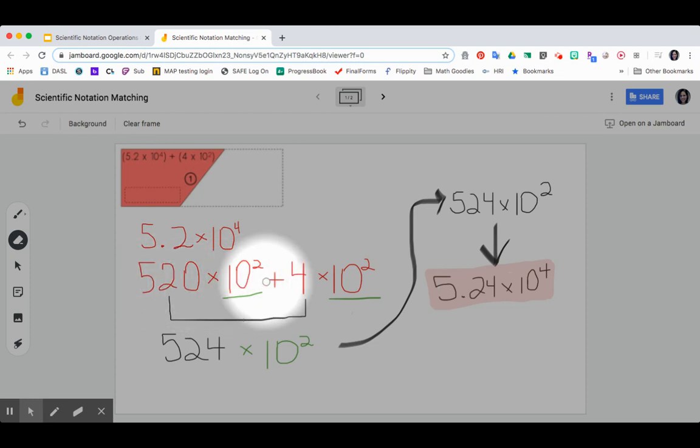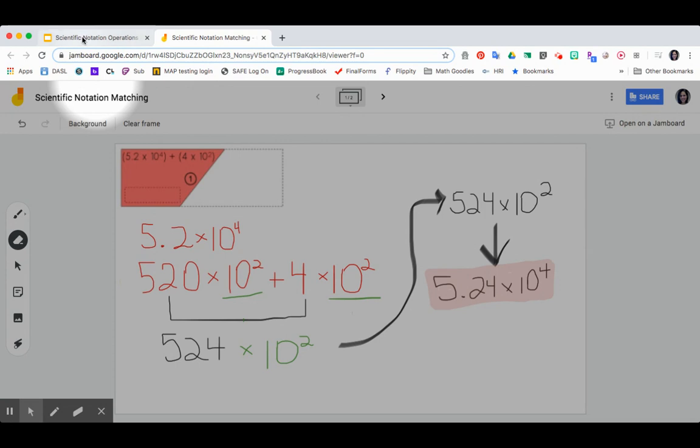So once I did that, then I just add 4 to 520. I get 524 times 10 to the 2nd. So your power stays the same. That makes it easy once you've adjusted it. However, the problem with this is that it's not in scientific notation yet. So we have to take it from 524 times 10 to the 2nd into scientific notation, which means that this first factor has to be greater than 1 and less than 10. So that would be your final answer, 5.24 times 10 to the 4th power.